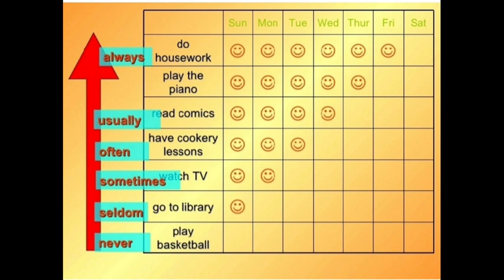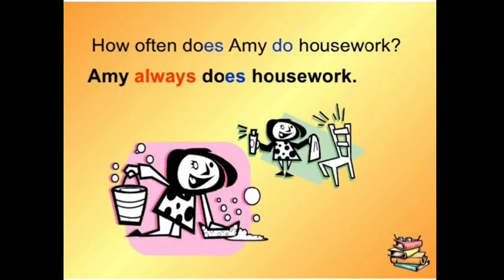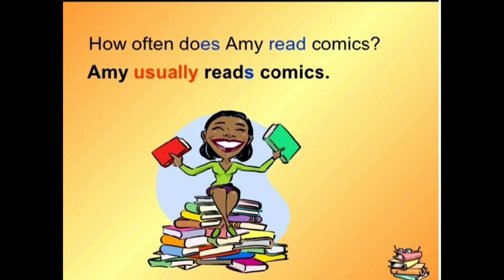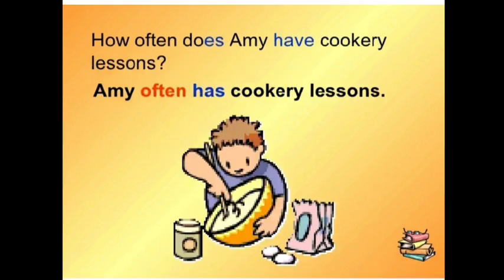See how the adverb of frequency is used there. So we are going for more examples of adverbs of frequency. How often does Ami do the housework? Ami always, because it's 100%, so we are using always, does the housework. How often does Ami read comics? Ami usually reads comics. Usually means 90 percentage. So whenever she gets time, she usually reads comics. She goes to cookery lessons 3 days a week. So Ami often has cookery lessons.